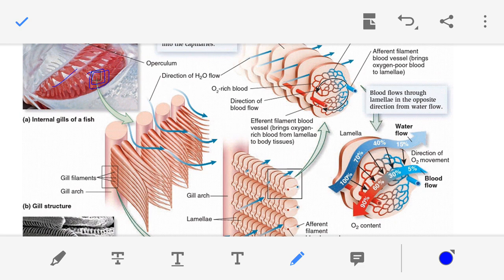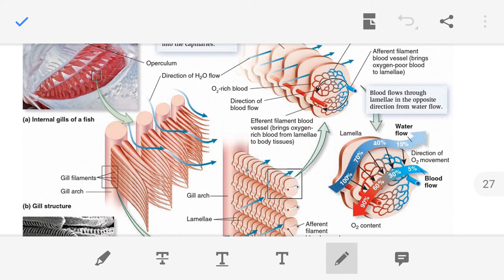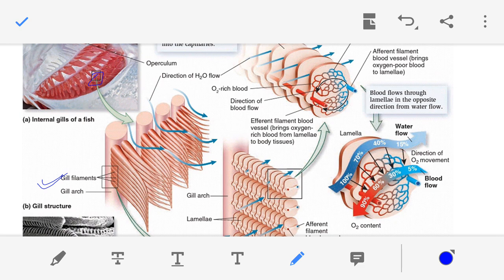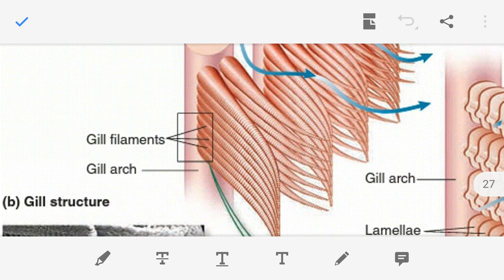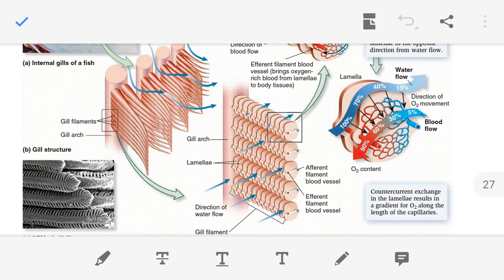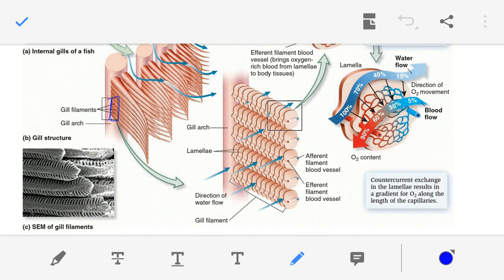The red color that you see is the gill, and what does the gill have? The gill has the gill filament. So here this box is zoomed over here, and this entire part is known as the gill filament and the gill arch. So here you focus on the gill filament. See, these are the gill filaments. Now when we further zoom this gill filament, this part of the gill filament is enlarged and shown over here.